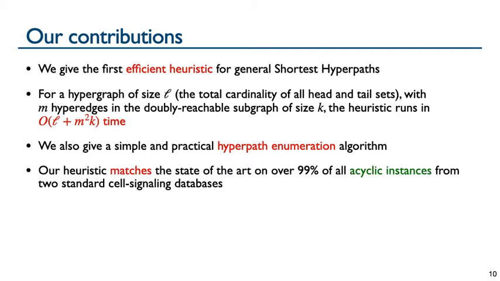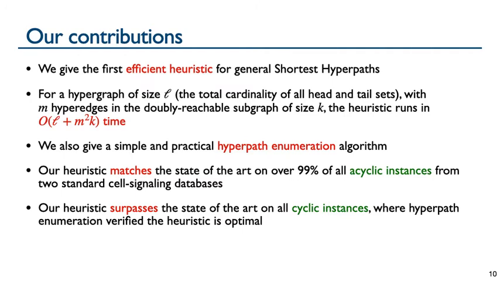Experimentally, our heuristic matches the state of the art on over 99% of all acyclic instances from 2 standard cell signaling databases. And when every hyperpath is cyclic, the MILP finds no solution. So our heuristic surpasses the state of the art on cyclic instances where no acyclic hyperpath exists. We verified that our heuristic is optimal in all such cyclic instances by our hyperpath enumeration algorithm.